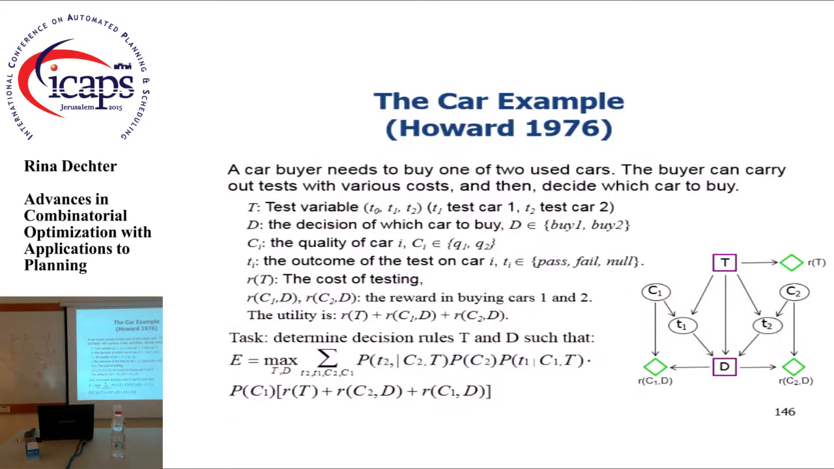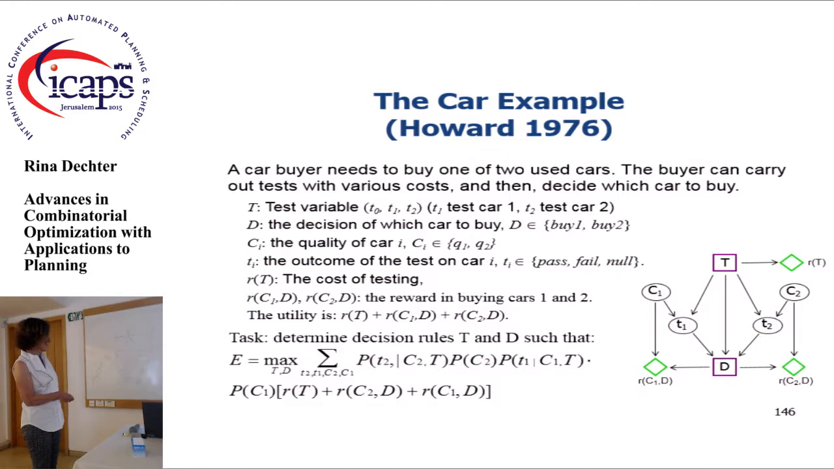And let me tell you about a simpler problem. It actually appears in Carl's book. When you want to buy a car, you need to test the car. Either you test the car or not. These are the two cars. And this is the test results, and then this is the decision to buy or not to buy car one or car two or none. This is the cost. So here, you have only two decision variables and several chance variables, and this is the function that you want to optimize, namely maximize over T and D. This is the product of probabilities times the utilities, which are summed.